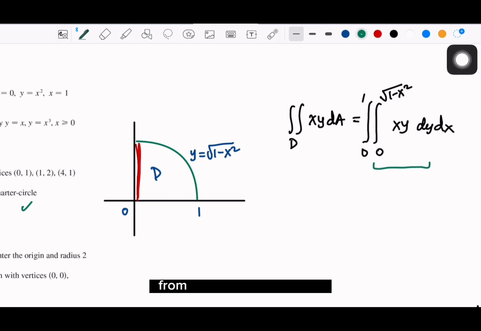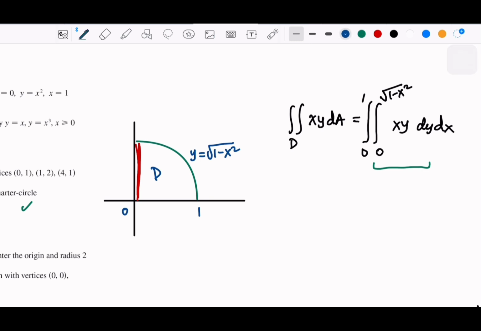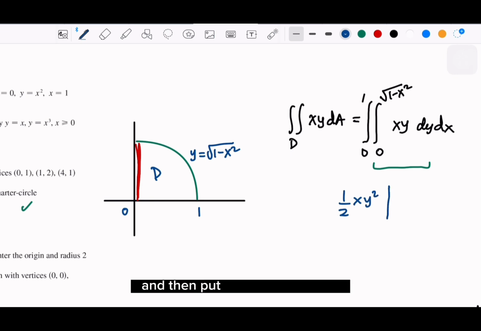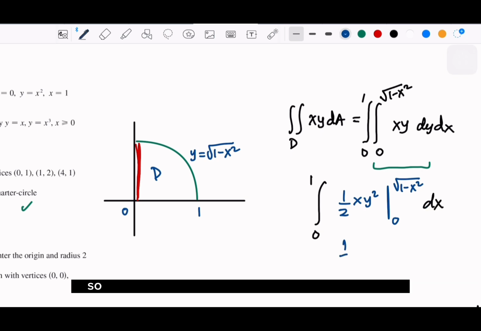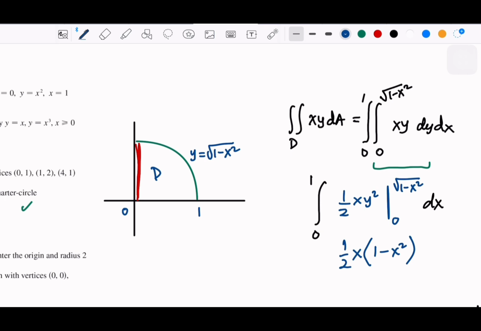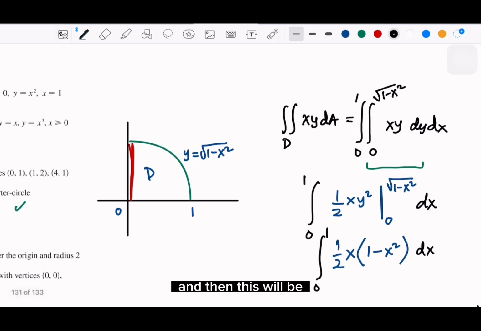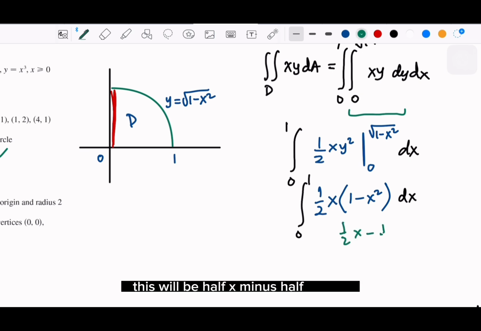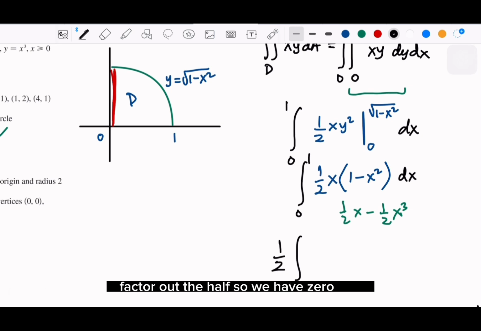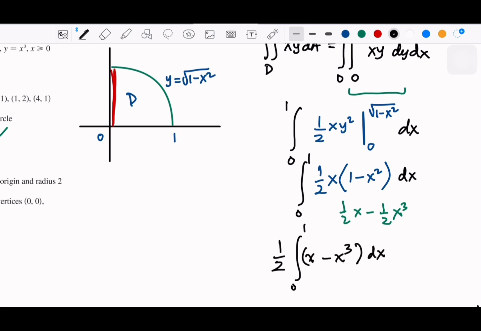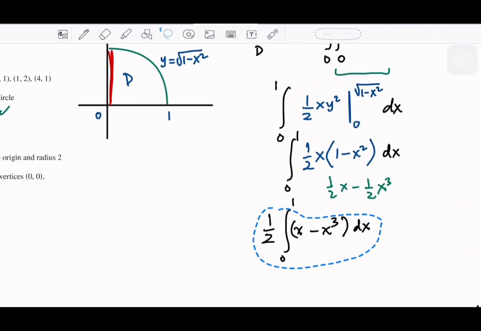So start from the middle part, from the inside integration. We have half x y squared, and then put in 0 and the square root of 1 minus x squared. But the square will cancel the square root, will be removed. So I think not bad. So half x, and then put in 1 minus x squared. Then this will be half x minus half x cubed. I think I will just factor out the half. So we have 0 to 1. Let me move this a little bit to the left.